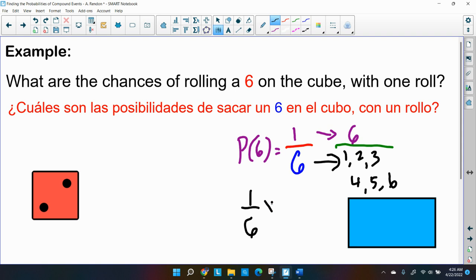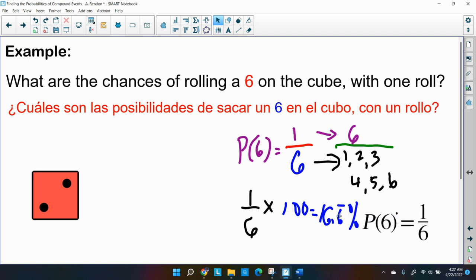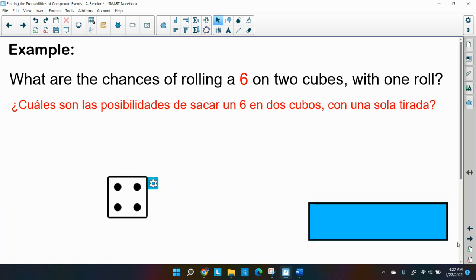If you multiply that by the magic number of 100 to change a fraction to a percent, you get 16.6 repeating percent. That's not too good of a possibility of winning. So 1/6, or 16.66666 repeating as a decimal, is a very low, most likely improbable chance of winning. That's just with one cube. What if you have two cubes?